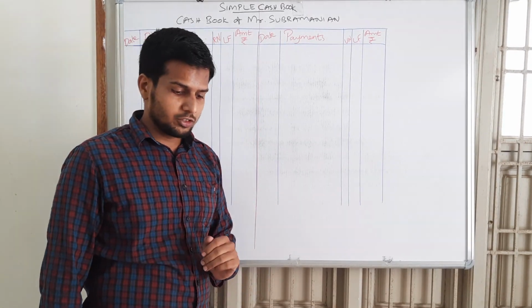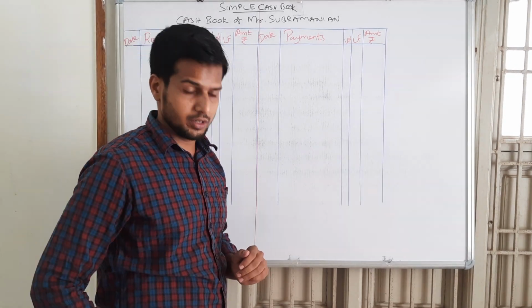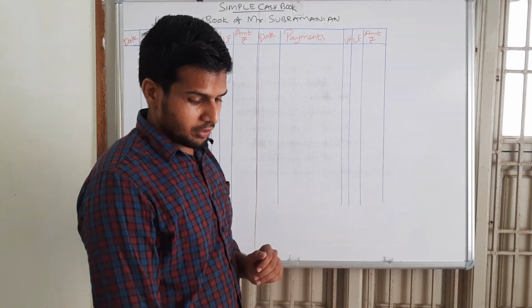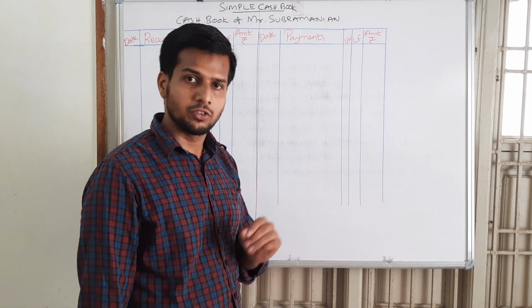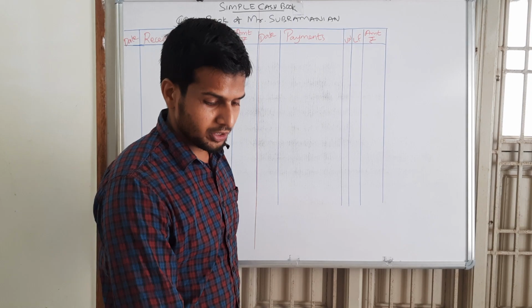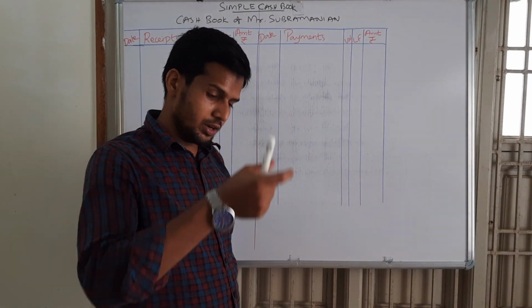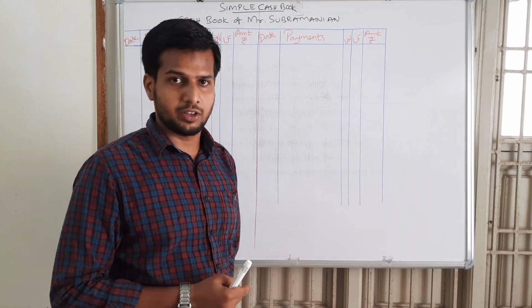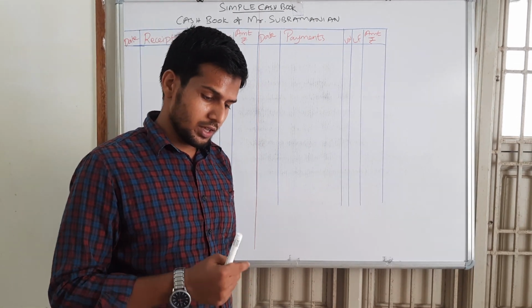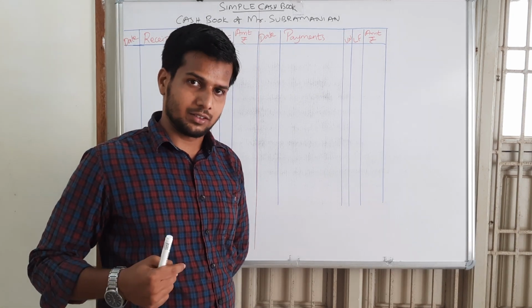And next we have the question. Please look at the question I posted here. Enter the following transactions in a simple cash book, that refers to single column cash book, of Sri Subramanian, right? And they have given the year as 1999, and the transactions commence on April 1 and go up to 30th.